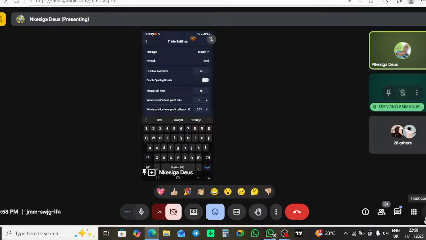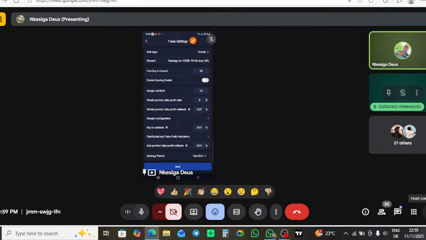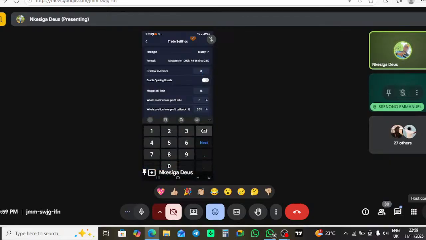Yes, strategy for $1,000. Then I will say FB, which is first buy, $66, drop 25, like that. I'm naming my strategy such that whenever I measure a percentage between 15 and 25, I will definitely use this strategy. Am I clear, guys? We are generalizing the strategy such that we don't do strategies all the time. Now, my first buy is 66.